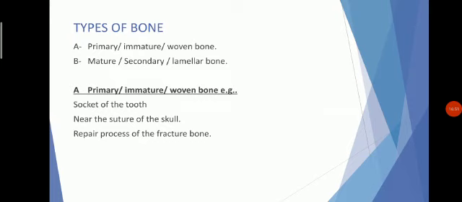Types of bones. They are primary, immature, woven bone, and mature, secondary or lamellar bone. Primary immature woven bone is present, for example, in the socket of the tooth, near the surface of the sutures of the skull, and in the repair process of fractured bone. As you know about the sutures in the skull, similarly whenever a bone is fractured, the area where healing occurs has primary woven bone present.